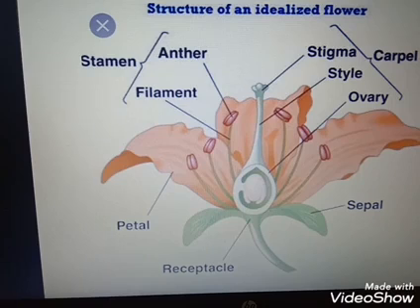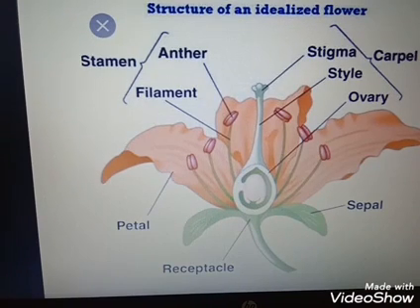The next portion is carpel, otherwise known as pistil. Carpel constitutes the fourth and the innermost floral whorl. Then it is known as gynoecium. It contains ovary, style and stigma.